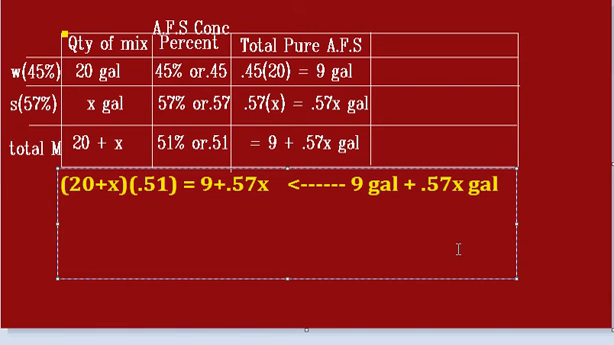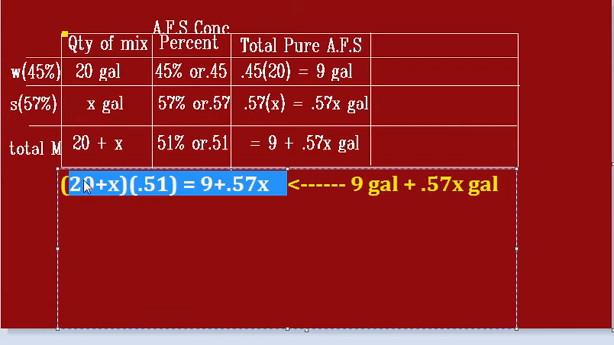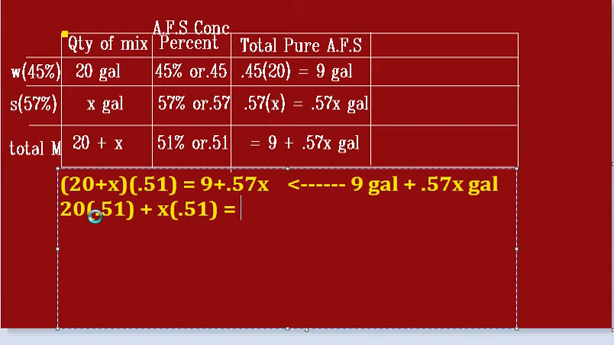So, we already have one equation. Mayroon na tayong equation dito, and we called it (20 + x) times 0.51 equals 9 + 0.57x. And therefore, by distributive property, we can see that 20 times 0.51, plus x times 0.51, again, that would be equals to 9 + 0.57x. Can you follow?